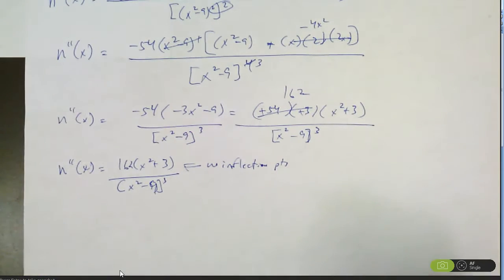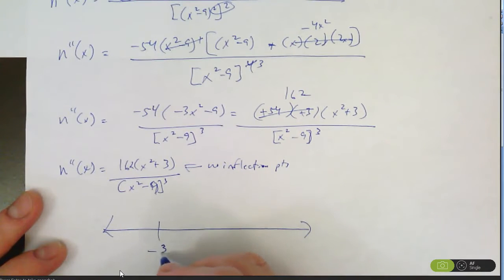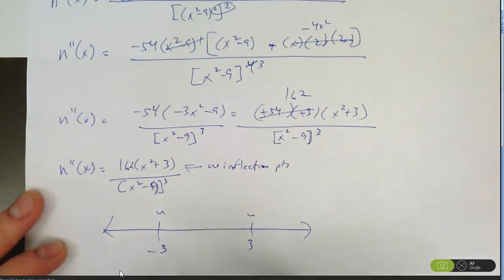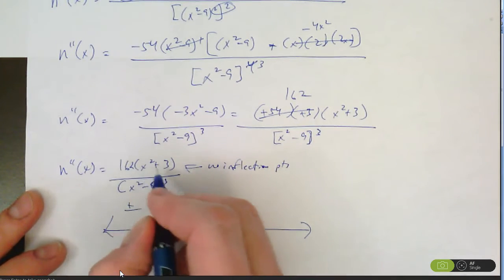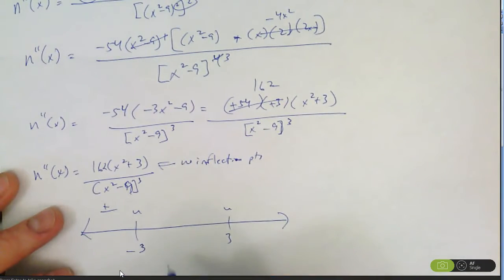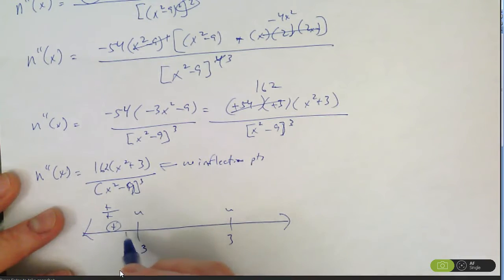Now, to check my concavity then though, I still have to check between negative 3 and 3 in the second derivative. But the nice thing is, no matter what happens on the top now, that'll always be positive because positive 162 times something squared plus 3, that stays positive. It's the denominator that'll be an issue. So when I take a negative and square it bigger than 3, like negative 5, it's 25 minus 9. Oh, it's positive, cube of positive, it's positive. So it's concave up from negative infinity to negative 3.